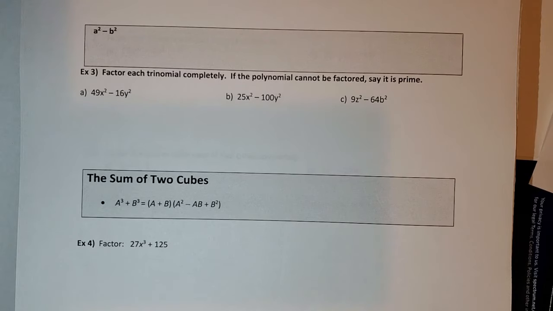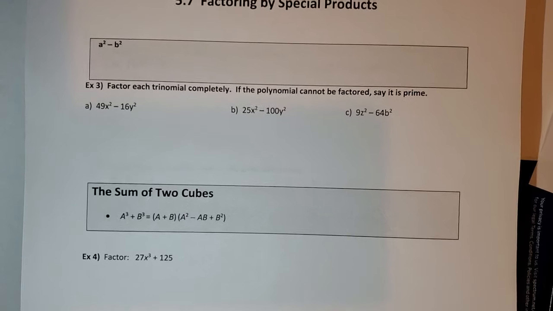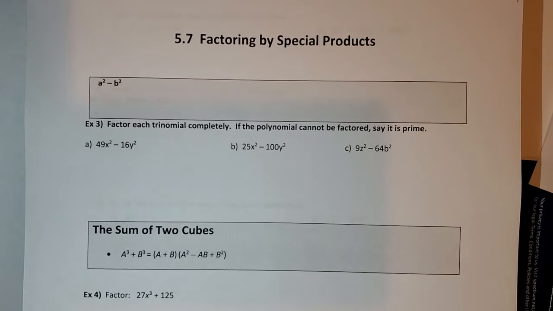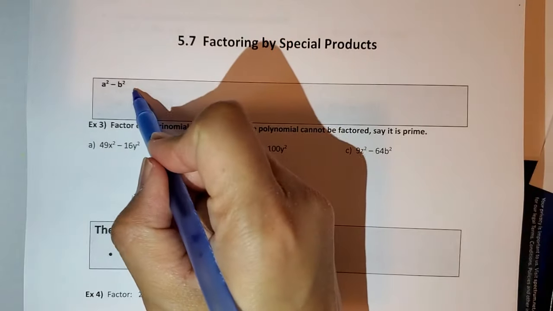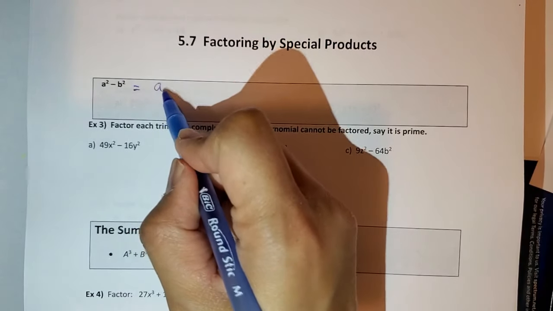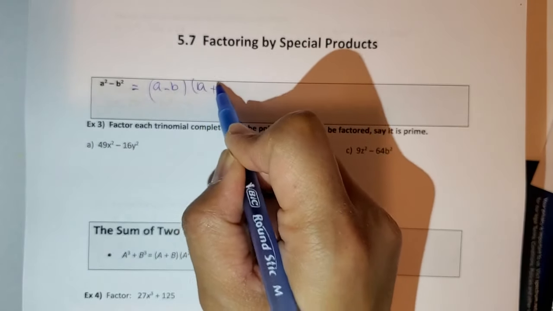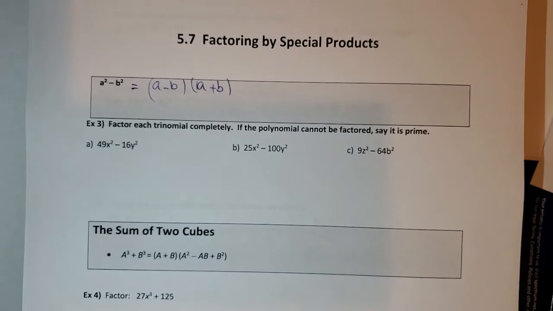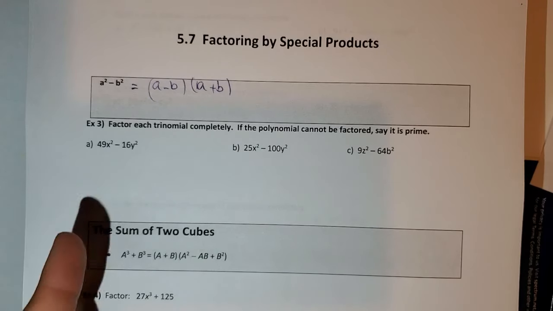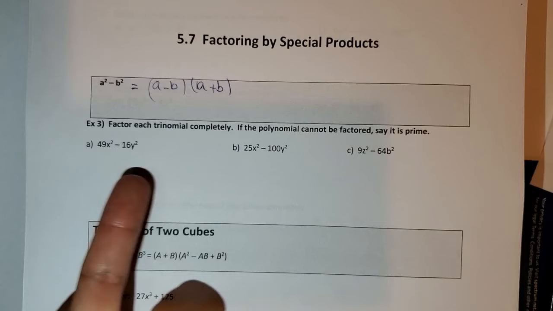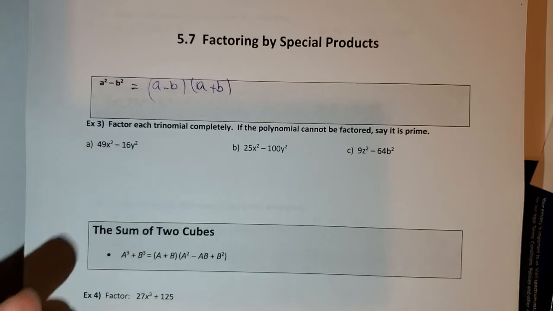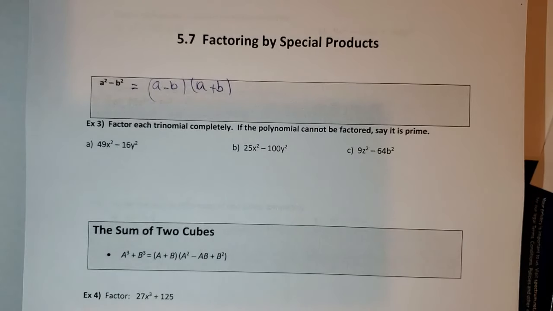So how do we do this one? So we have a squared minus b squared here. If you factor this one, this is a special product. This is called the difference of two squares. The formula for this one is going to be a minus b, a plus b. So that's how you factor this. This one has a formula. In order to factor this one, it has only two terms, each term is a square. You have to find what your a is and what your b is here.